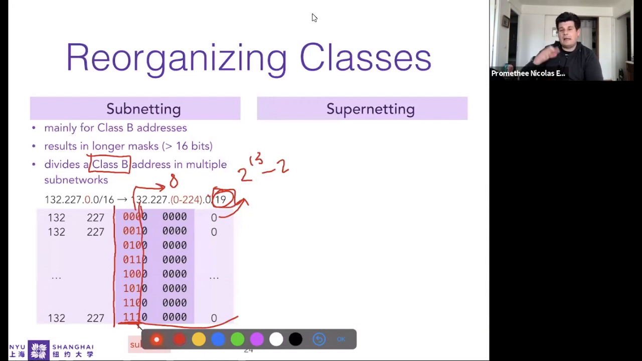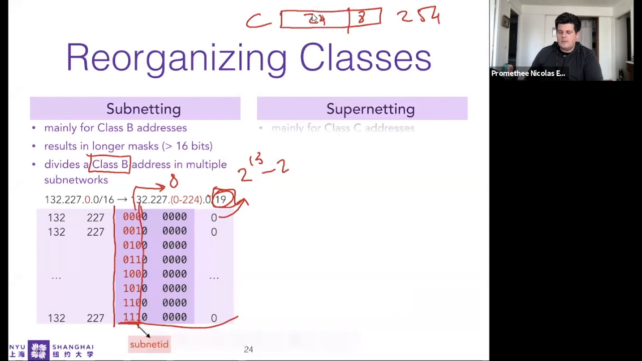Let's say now I have a class C, with the prefix 24 and 8 bits for the host ID. So I can have up to 2 to the power 8, minus 2, so 254 hosts, which is quite small actually. So let's say, oh, one class C is not enough. I'm not happy with this.